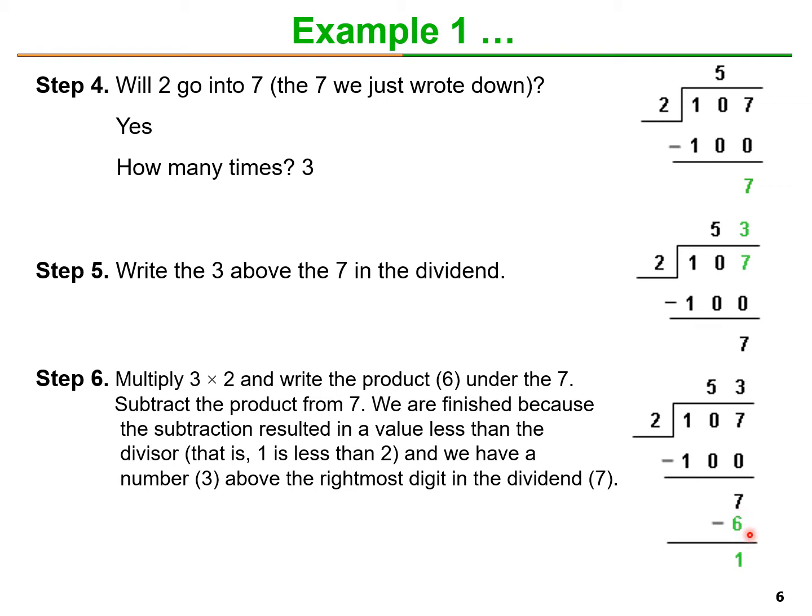Subtract the product, which is 6, from 7. 7 minus 6 is equal to 1. We're finished because after this subtraction, that resulted in a value of 1, which is less than the divisor. So the fact that 1 is less than 2 and the fact that we have a digit above the rightmost digit in the dividend, 7 is the rightmost digit in the dividend. We have a 3 above the 7, and the 1 is less than 2, so we're finished. So the quotient is 53, and the remainder is 1.